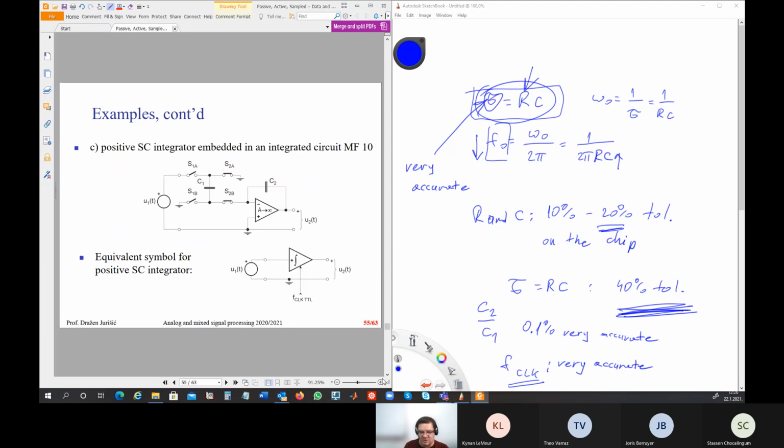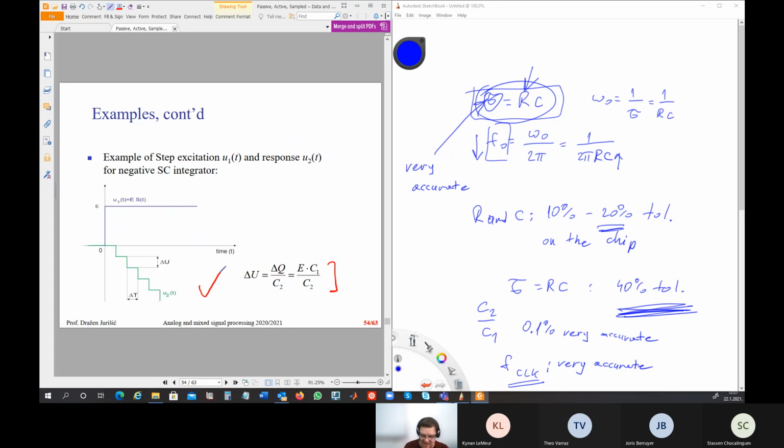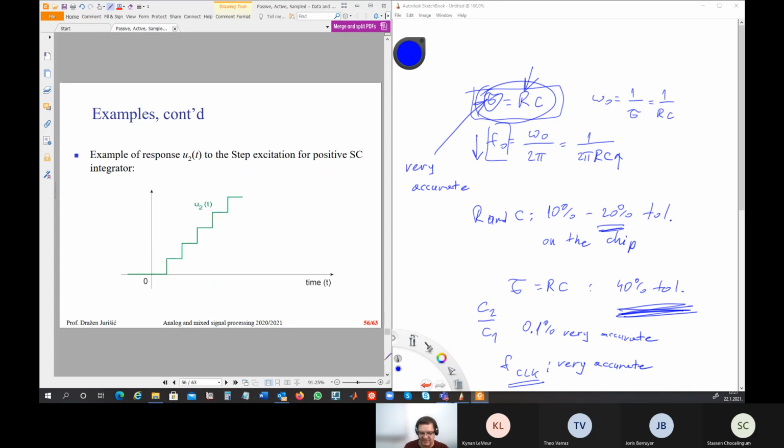Now, if we want to make a positive integrator, then we will add another two switches, which can be switched on and off by some rules, and then you can have a positive integrator. Now it will not go down like here. Now it will go up. So this is a positive integrator. Just by changing some switches, you will be able to make it.